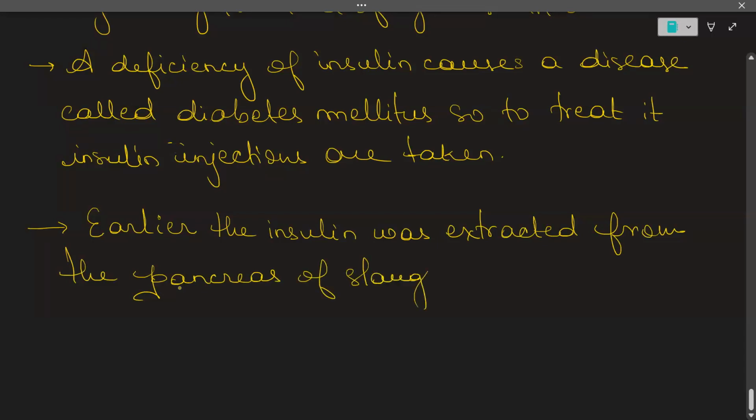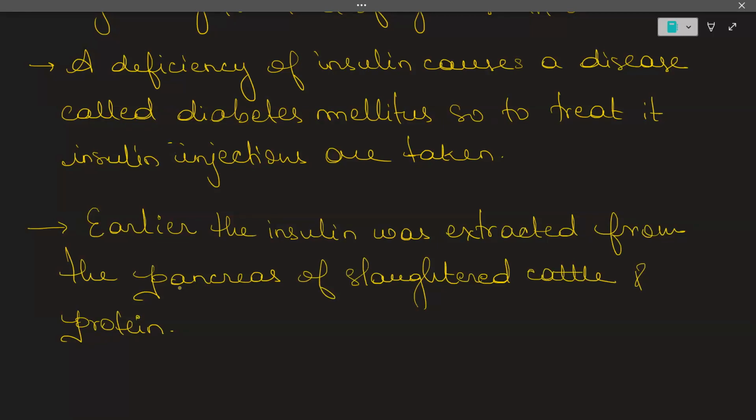What is present in our stomach? HCl, hydrochloric acid. If hydrochloric acid reacts with insulin, which is a hormone and a protein, it will get degraded. That is why it can't be taken through oral ingestion, and that is why injections were created for insulin dependent diabetes. So it was extracted from slaughtered cattle and slaughtered pigs.